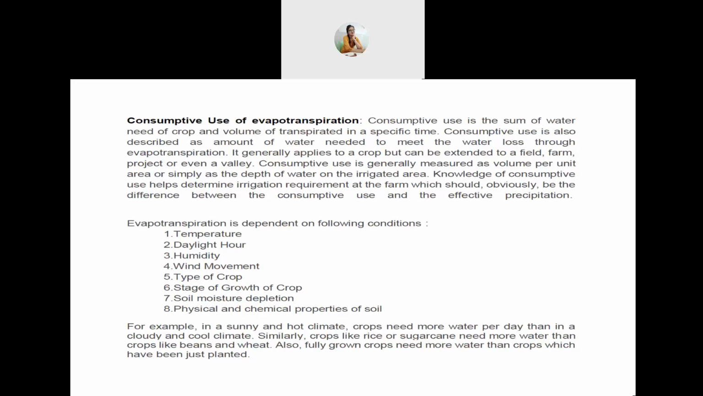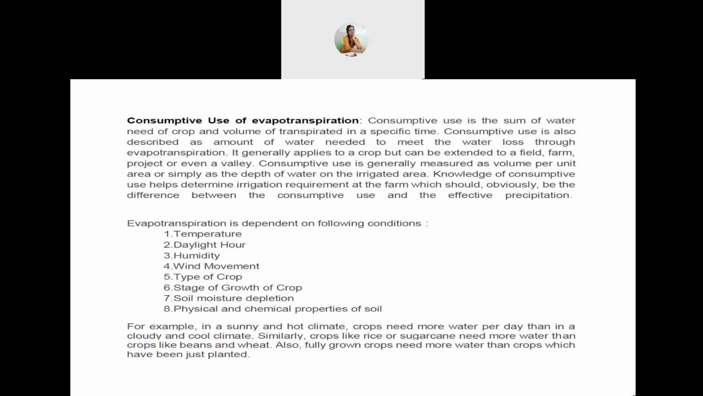Next is consumptive use of evapotranspiration. What do you mean by consumptive use? It is the sum of water need of crop and volume of transpiration in a specific time. Consumptive use is also described as the amount of water needed to meet the water loss through evapotranspiration. It generally applies to a crop, but it can be extended to a field, farm, project, or even a valley. Consumptive use is generally measured as volume per unit area, or simply as the depth of water on the irrigated area. The knowledge of consumptive use helps us to determine irrigation requirement at the farm, which should obviously be the difference between the consumptive use and the effective precipitation.